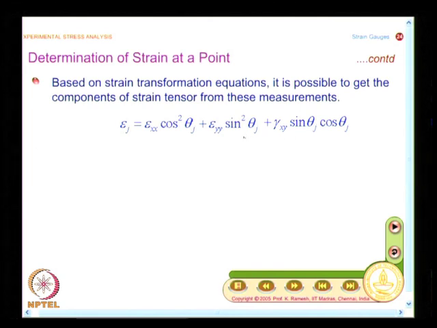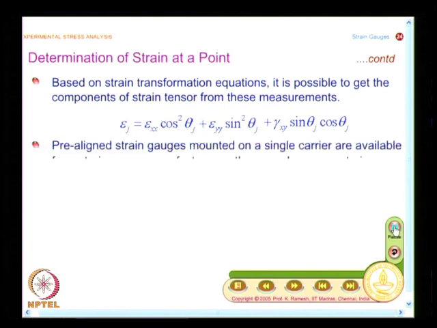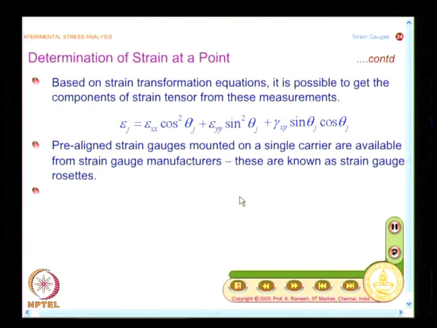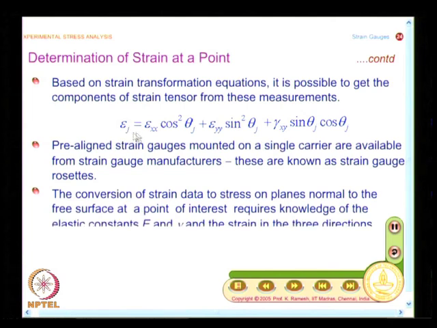And when I go to different rosettes, the theta j will change. That is all the difference. So, what do I do? I get strain from this expression, and if I use the elastic constants, I can also get the stress information. And the theta measurement becomes very critical. That is the reason why you have pre-aligned strain gauges.